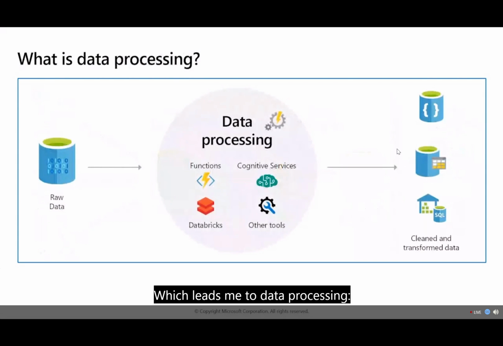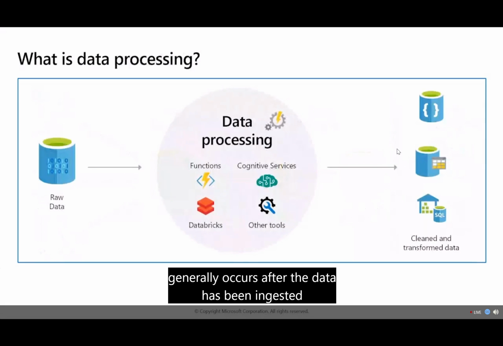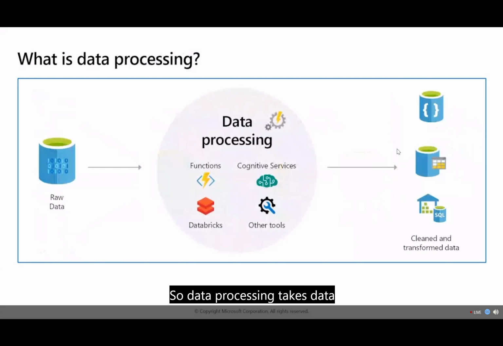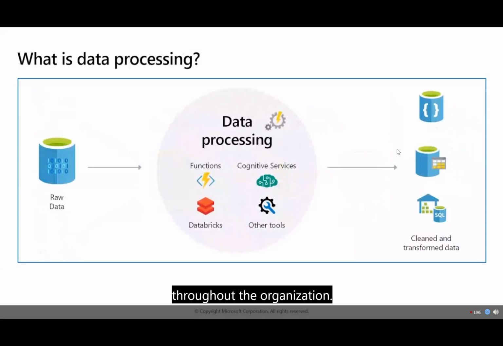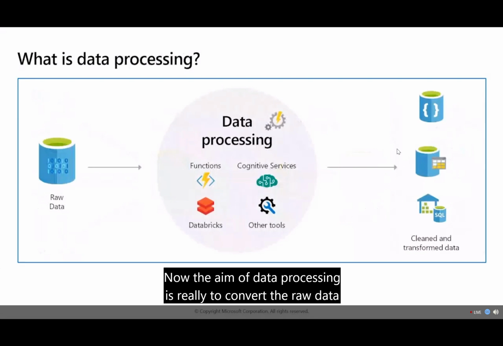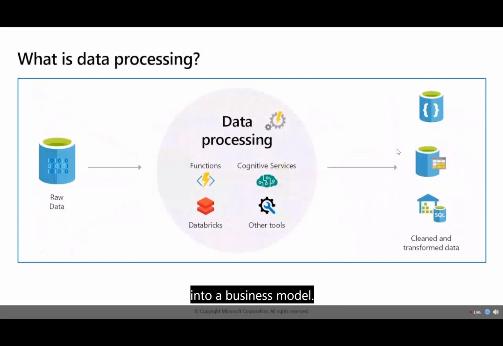Which leads me to data processing. So the data processing stage generally occurs after the data has been ingested and/or collected. Data processing takes the data in its raw format, cleans it, and converts it into a more meaningful format that can then be stored in tables or graphs or document databases and so on and so forth. So the results can then be used to perform queries and generate visualizations to be consumed by employees throughout the organization.